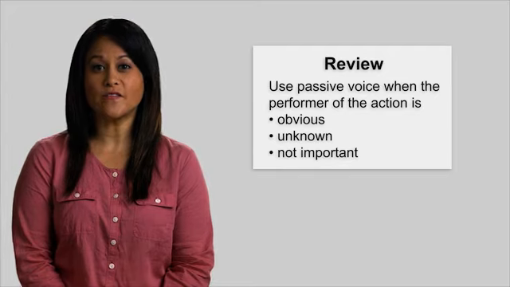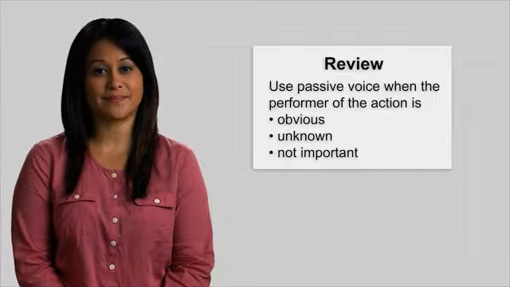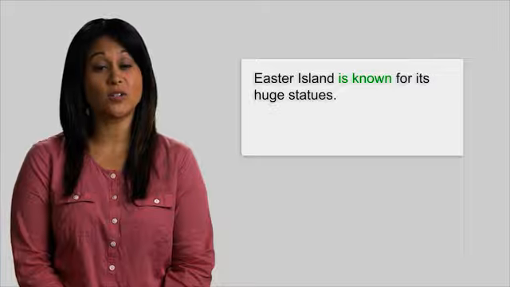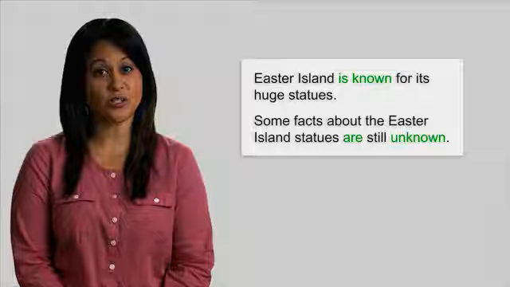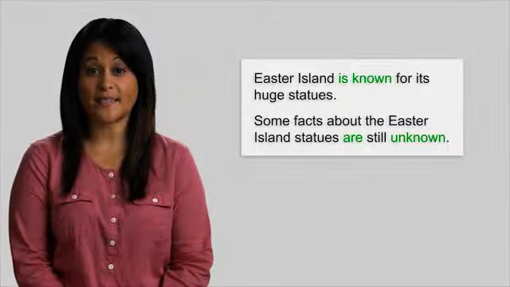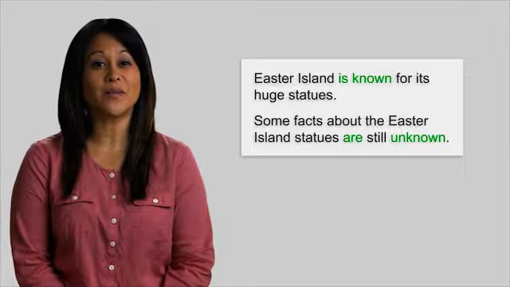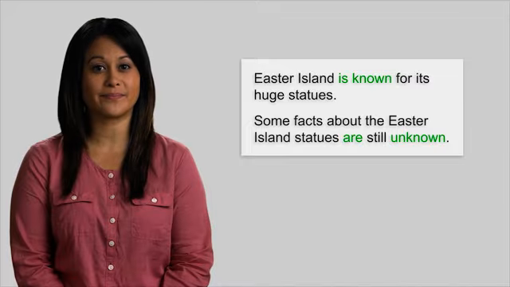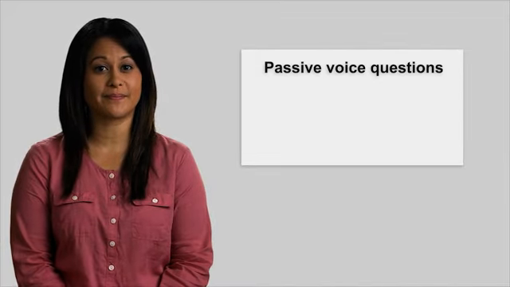We use the passive voice when the performer of the action is obvious, unknown, or not important. For example, Easter Island is known for its huge statues. Some facts about the Easter Island statues are still unknown. In these sentences, it's obvious that the performer of the action is people, so we don't need to include that information. Now let's talk about questions in the passive voice.